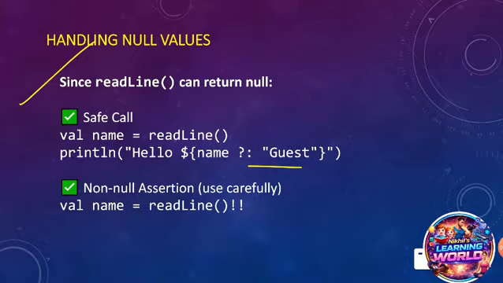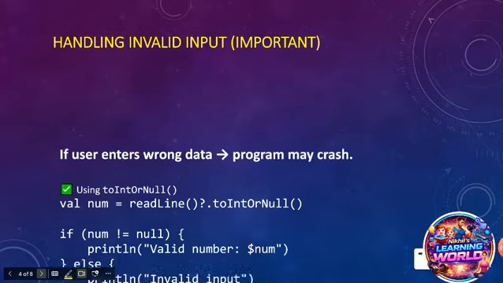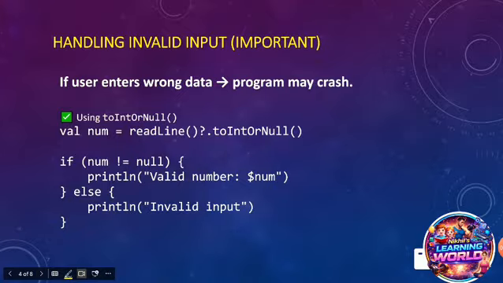Now, taking a number. If you want to take a number from the user, we can convert whatever input value comes into an integer. For example, val number = readLine().toInt(). It means whatever input is entered by the user will be converted into an integer.